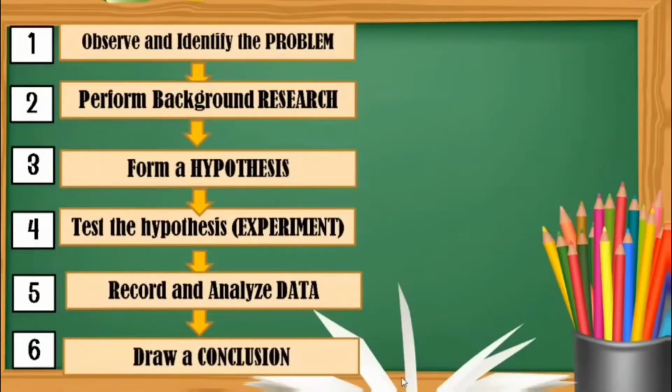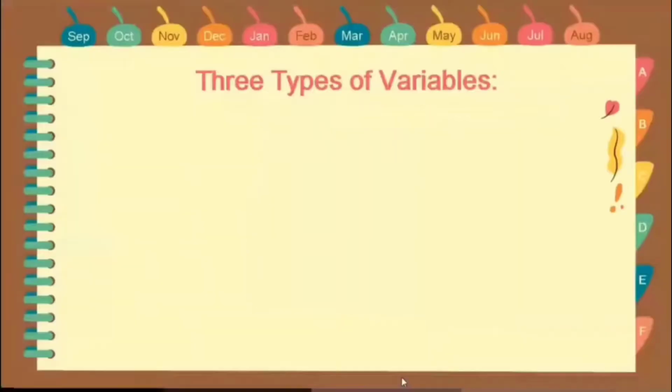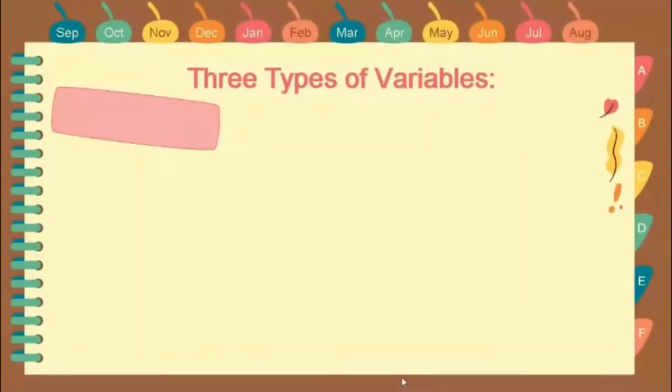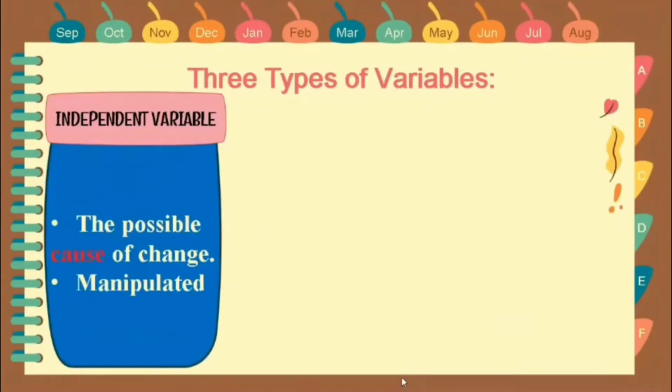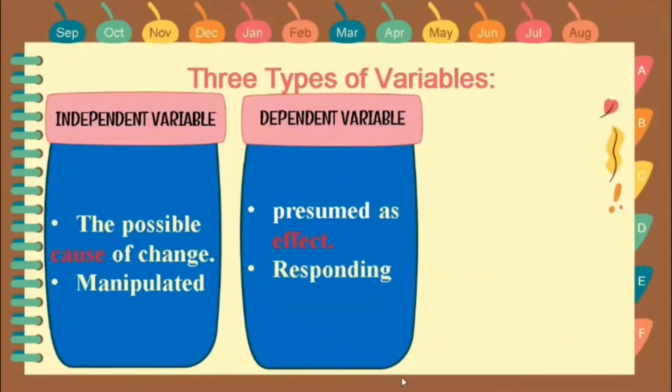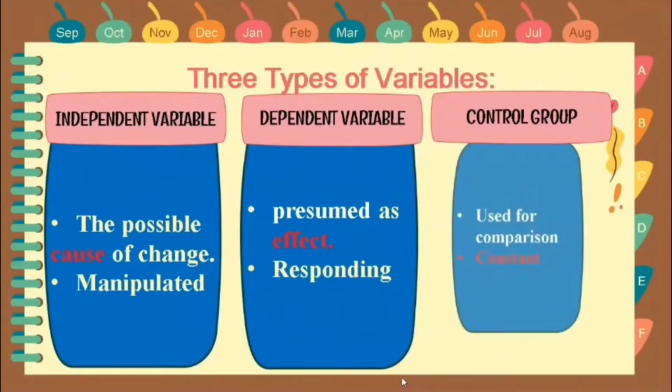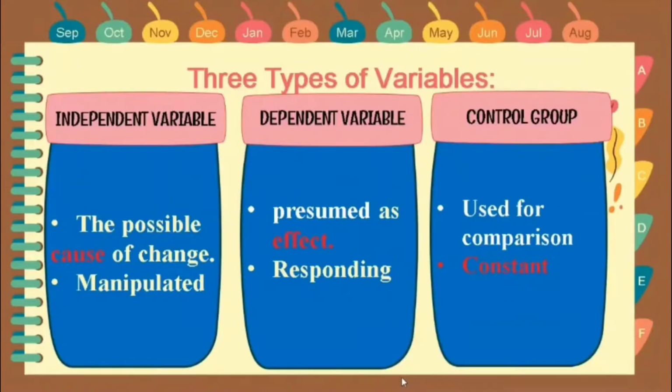We have also discussed the 3 types of variables, namely, the independent variable, which is the possible cause of change. It is also called the manipulated variable. Next is the dependent variable. The dependent variable is presumed as the effect, and it is also known as the responding variable. And lastly, the control variable, or the control group, which is used for comparison and is not changed, or it is a constant in an experiment.